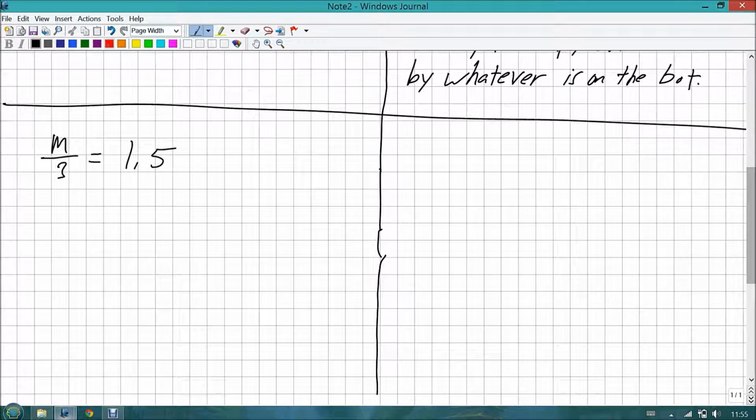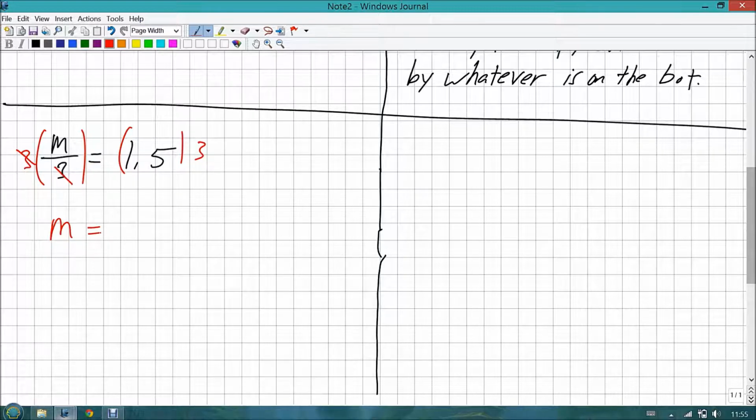We'll have to say, all right, what do we do? We got the 3 hanging out underneath M. M doesn't like it. M's saying, 3, please go away. So how do we make 3 go away? That's right. Multiply both sides by 3. 3 divided by 3 cancel out. We are left with m on the left.